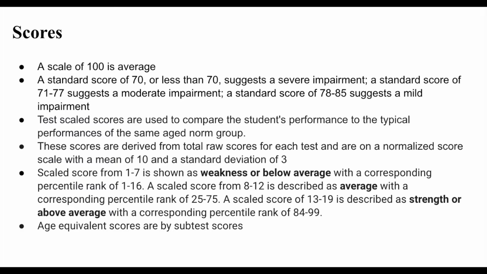A scaled score from 1 to 7 is shown as a weakness or below average, with a corresponding percentile rank of 1 to 16. A scaled score from 8 to 12 is described as average, with a corresponding percentile rank of 25 to 75. A scaled score of 13 to 19 is described as a strength or above average, with a corresponding percentile rank of 84 to 99. Age equivalent scores are given by subtest scores.